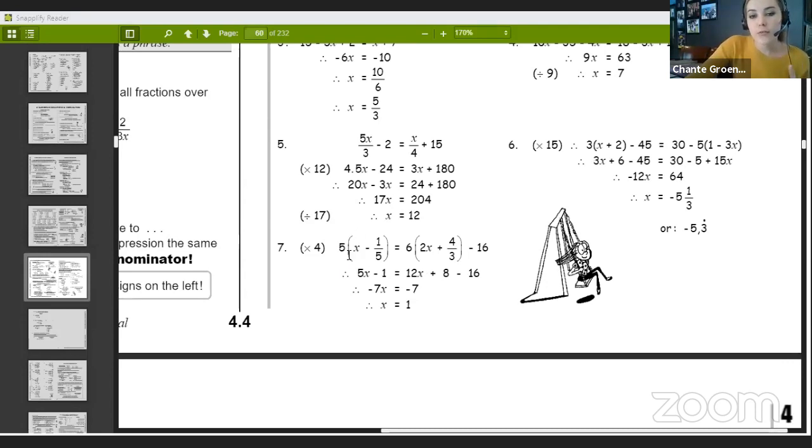I'm going to say on your calculator 5. Your calculator is your best friend here, guys. You're going to say 5 times 1 over 5. I'm going to get 1 because the 5s are going to cancel each other out. Remember, the sign stays a minus.